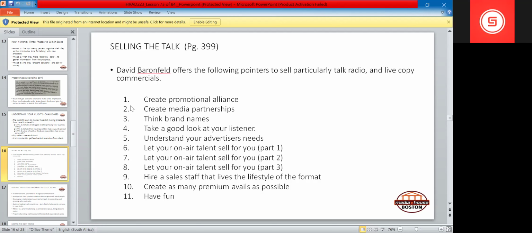So if we look at 6, 7, and 8, part 6 says, from your textbook on page 400, let your on-air talent sell for you. Part one. This is the sales perspective that Mike Siegel talks about. Everybody loves to meet the station's prime talent, which is offensive to people that are not prime talent, but okay, it is the truth. Those with the big shows and the big names are the ones that the clients and potential customers will know about, want to liaise with, hang out with, and obviously affiliate with, right?